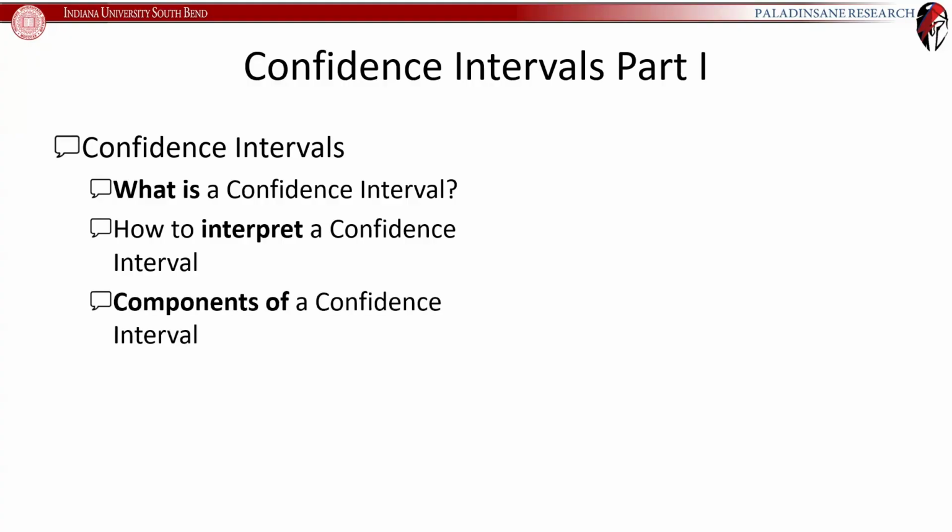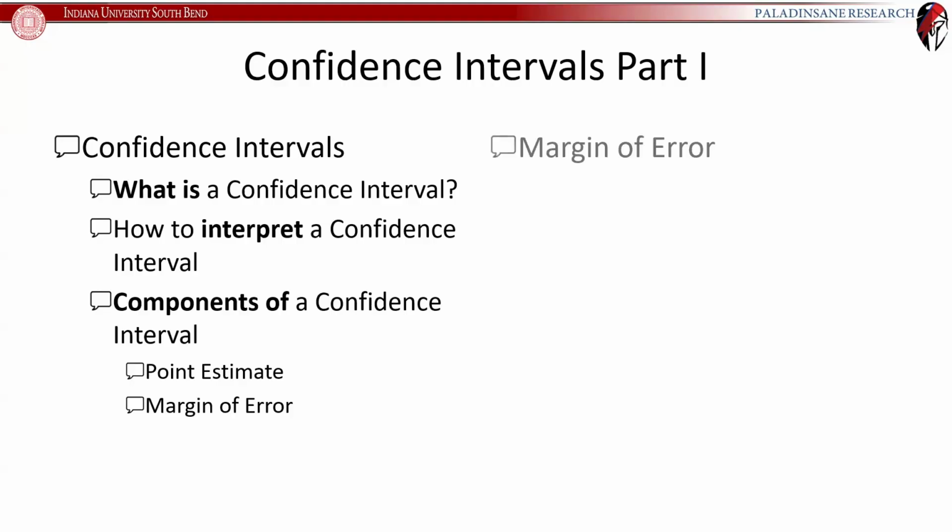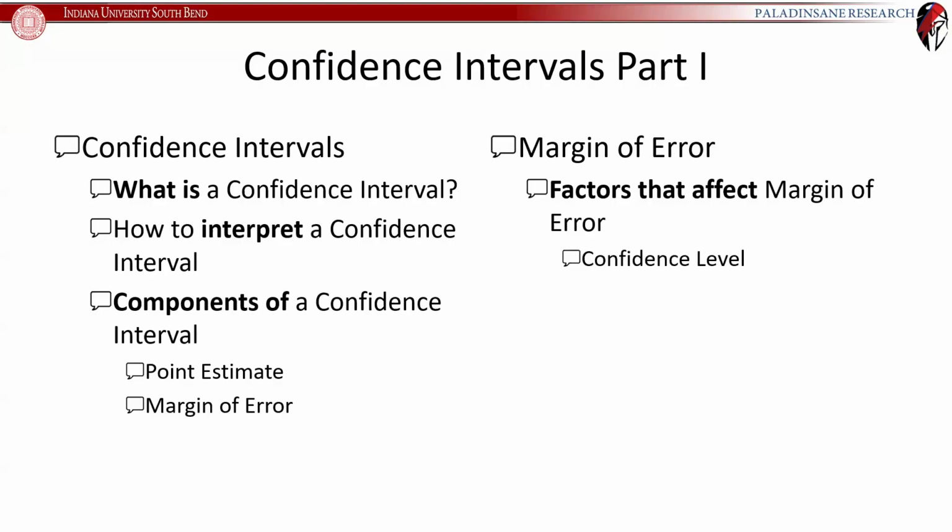And then we'll break down the confidence interval into its two components, specifically the point estimate and the margin of error. And then we're going to do a little bit of a deep dive into the margin of error, just so that we can see the factors that affect the margin of error, because you want your margin of error to be as small as possible. It's right there in the title. It's error. You don't want a big error. You want a small error. So what are the factors that actually affect the margin of error? And we'll take a look at the two that affect it: confidence level and your sample size.